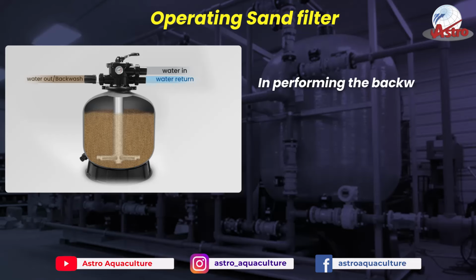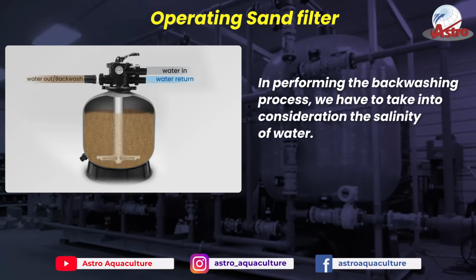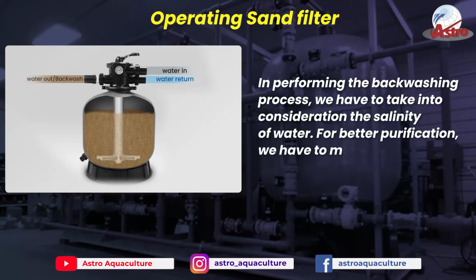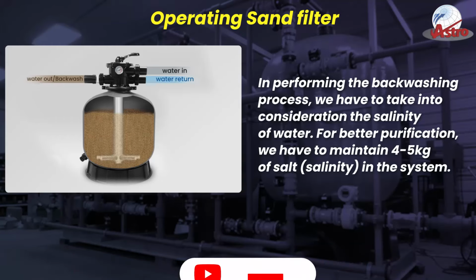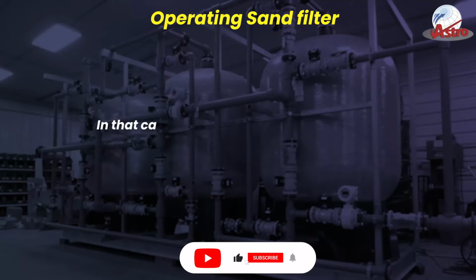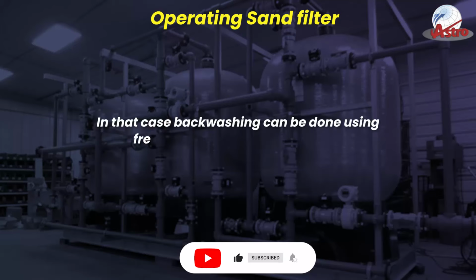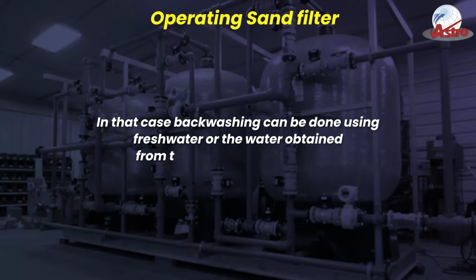In performing the backwashing process, we have to take into consideration the salinity of water. For better purification, we have to maintain 4 to 5 kilograms of salt, salinity, in the system. In that case, backwashing can be done using fresh water, or the water obtained from the filter may also be used.